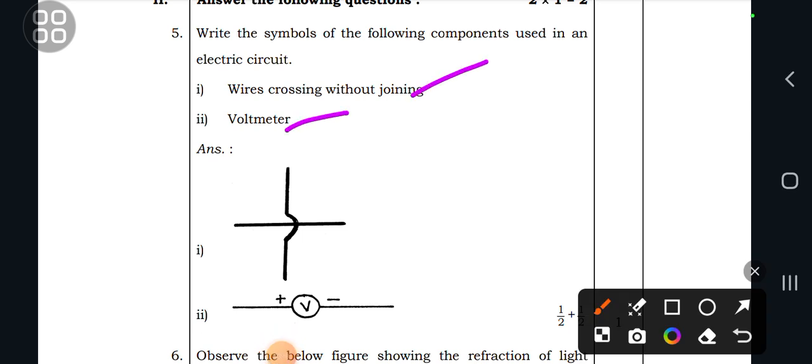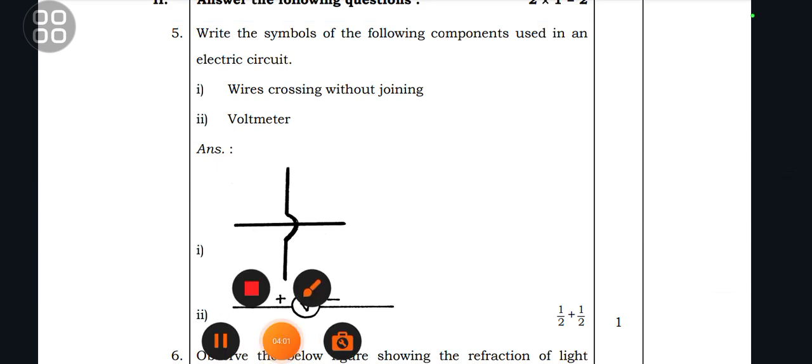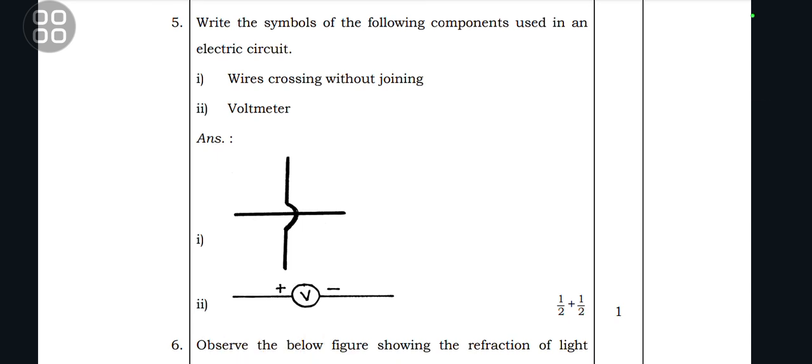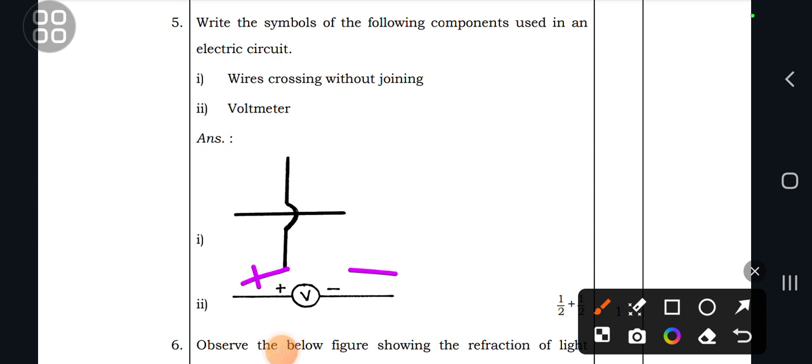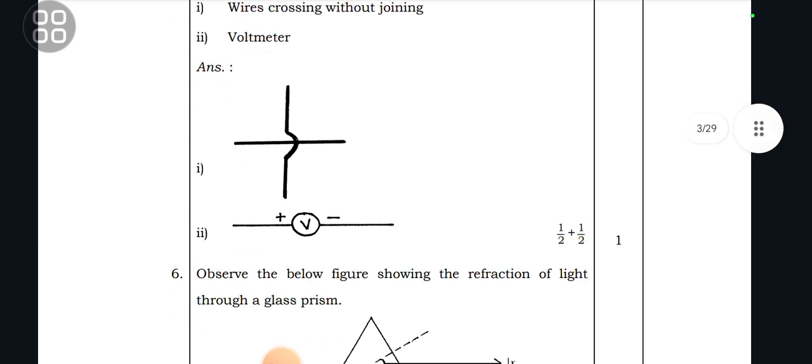Here the first is wires crossing without joining. This wire is not crossing. This wire is crossing with joining. It appears as joining, but it is not joined. The wire is jumping above the wire below and they are not touching each other. And the second is the voltmeter. You can see how the positive and negative terminals are given for each diagram. You will get half marks each, and the total is 1 mark.